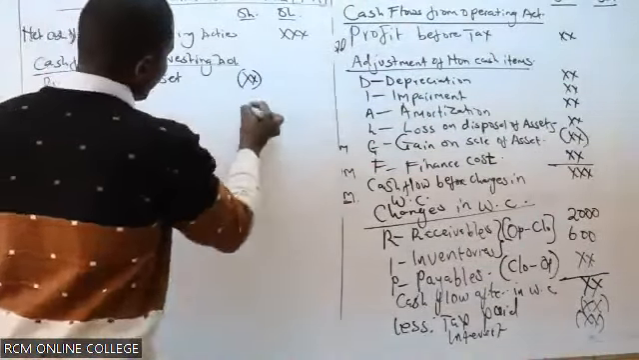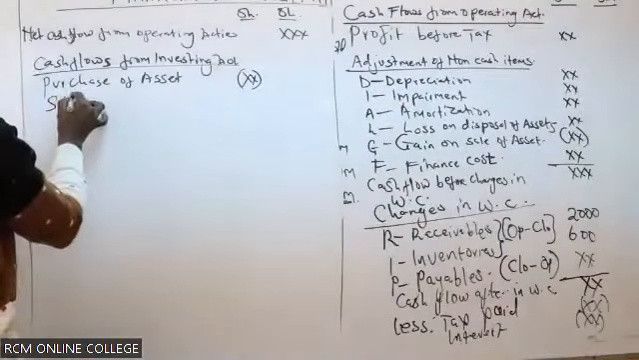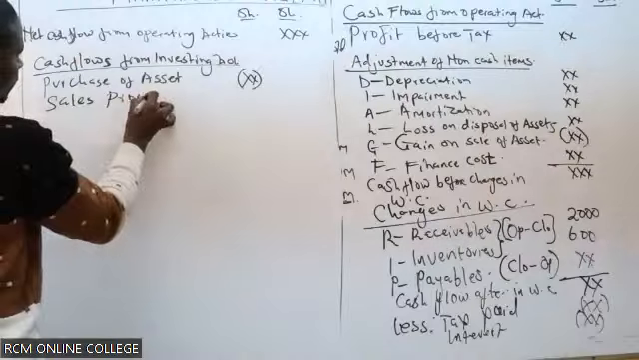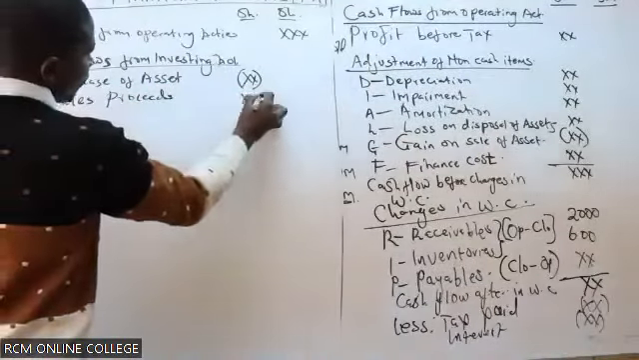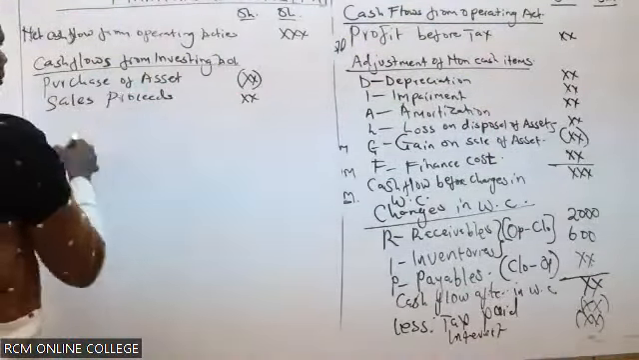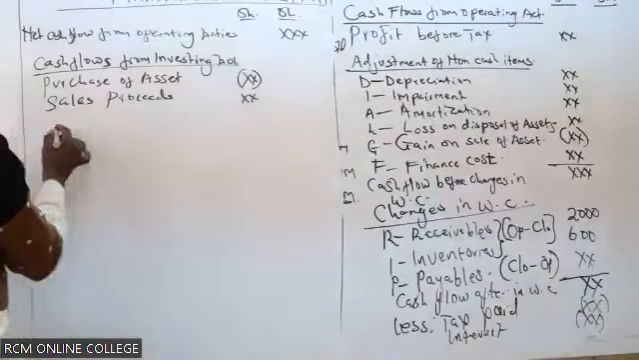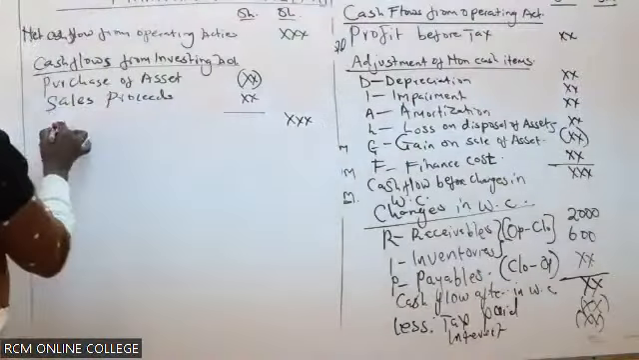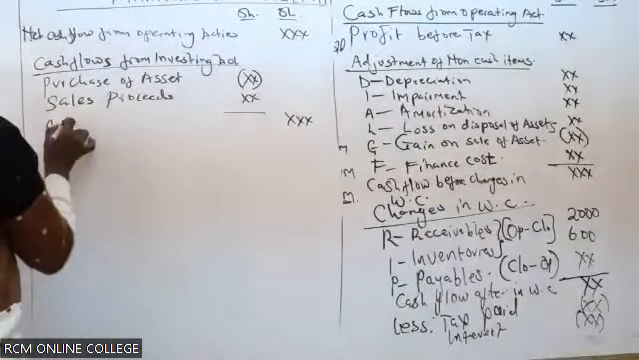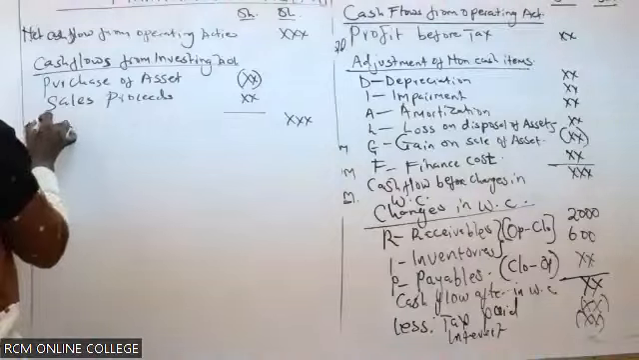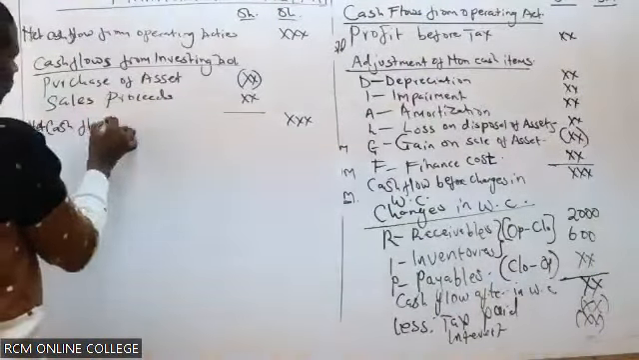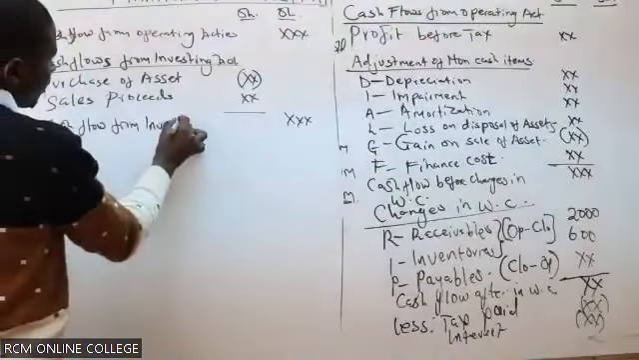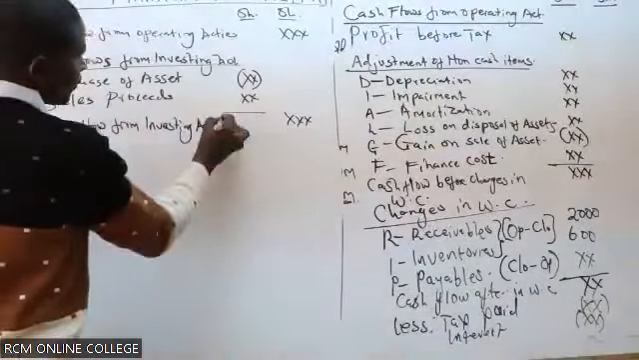Our cash imereduce. Sale of asset, or sale profit. Our cash may increase, and so on. And then you can have your total there. You can call it net cash flow. Cash flow from investing activities.